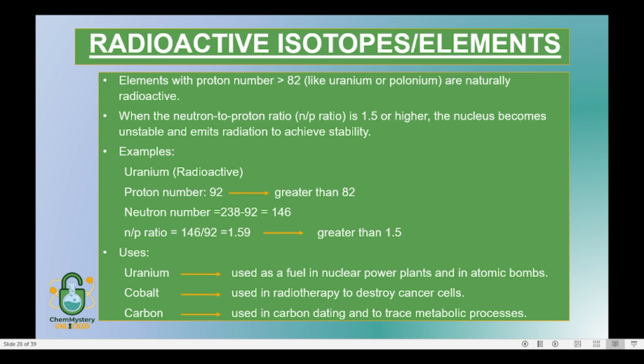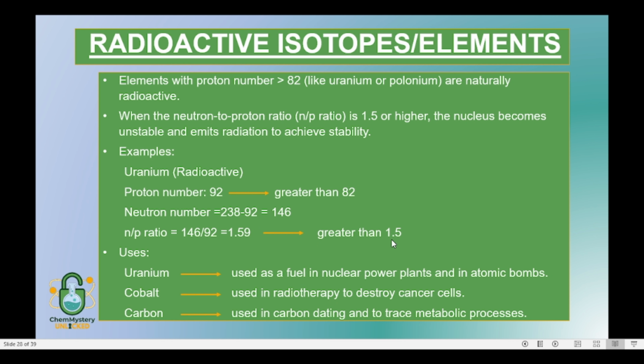Now let's check the neutron to proton ratio. We divide the number of neutrons by the number of protons. 146, which is the number of neutrons, divided by the number of protons, 92. So the answer comes out to be 1.59. So it is greater than 1.5. So it completes both of the points. So it is radioactive.